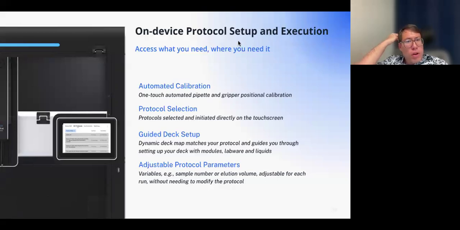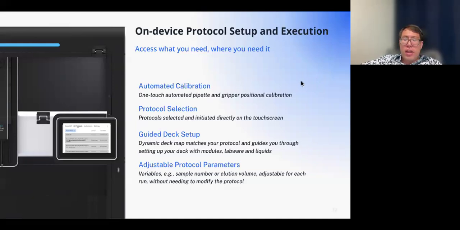To say a little bit more, this on-device display really simplifies the user experience for working and interacting with the robot. With that on-device display, you can run automated calibration processes on the robot, a significant improvement over our old OT-2 robot.